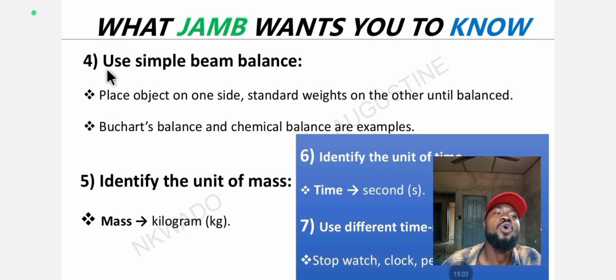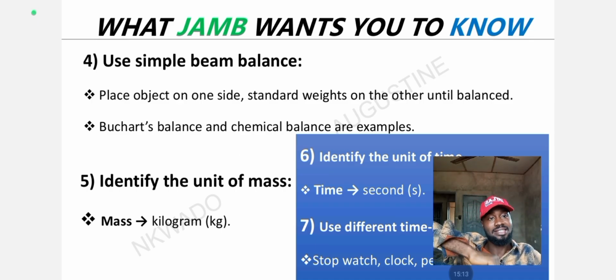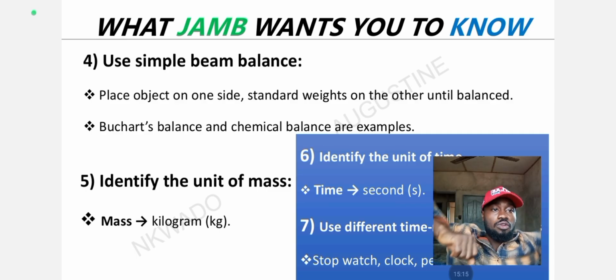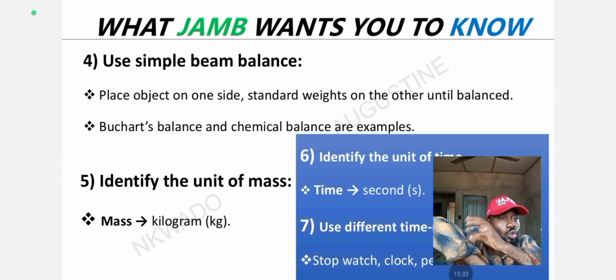Number 4, what Jamb wants you to know: use a simple beam balance. How to use a simple beam balance? Beam balance is very easy to use. You know the beam balance, that thing in the court of law. One side has a standard mass, which you use in measuring the mass of the object, while the other side has the unknown mass that you want to measure.